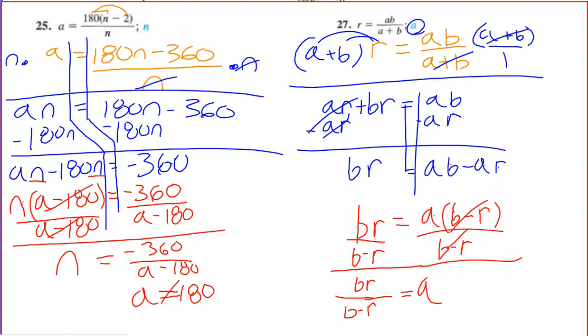Now the restriction here is we know that B minus R cannot equal 0. Or in other words, B cannot equal R, because if they're the same thing, then we'll just get 0. So here is our final answer.